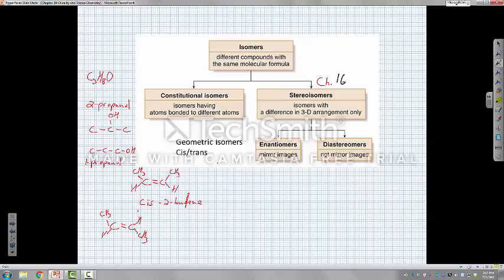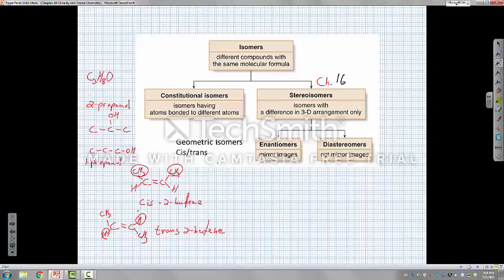So the hydrogens are on opposite sides, or if you wish, you can think of the methyl groups here are on the same side, so that makes it cis, and this guy is trans. They're on opposite sides, it's trans-2-butene. And these compounds, although they have the same number and types of atoms, are going to have different chemical and physical properties because the atoms are arranged differently.